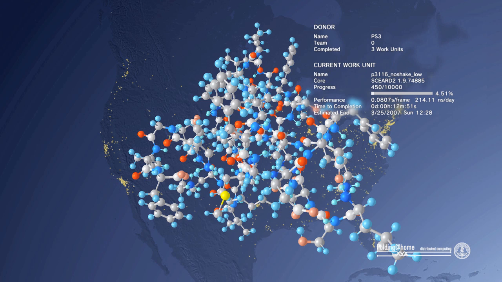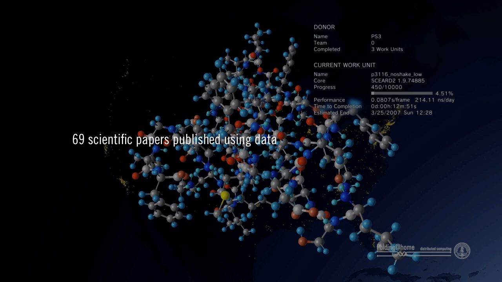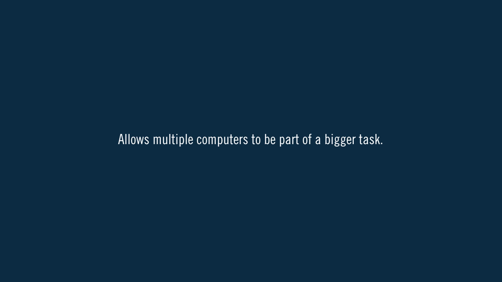Why not harness all of that power of all of those computers all over the world and make it into one supercomputer? What Folding@home does is harness the power of multiple computers across the world and put them to work folding proteins to simulate them. A lot of research has been done this way: 69 scientific papers have been published using the data from Folding@home. So this allows multiple computers to be part of a bigger task.